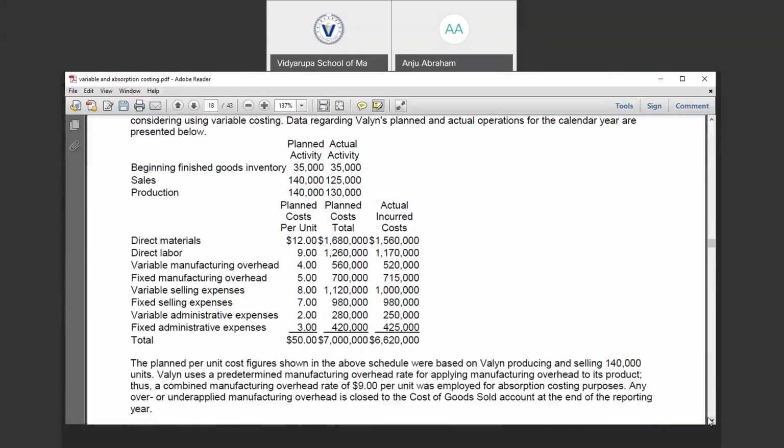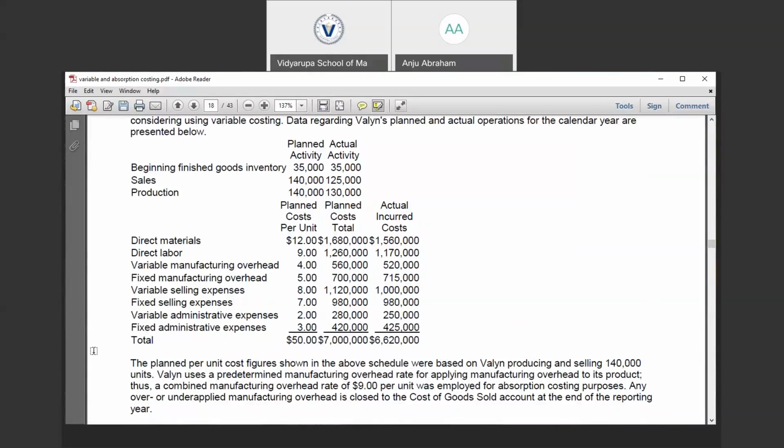The plant per unit cost figures shown in the above schedule were based on Valiant producing and selling 140,000 units. So 140,000 was the plant level. On this basis, we computed the per unit cost. Valiant uses a predetermined manufacturing overhead rate for applying manufacturing overhead to its product. Thus, a combined manufacturing overhead rate of $9 per unit was employed for absorption costing purposes.